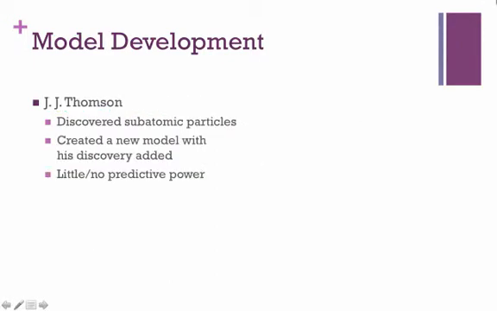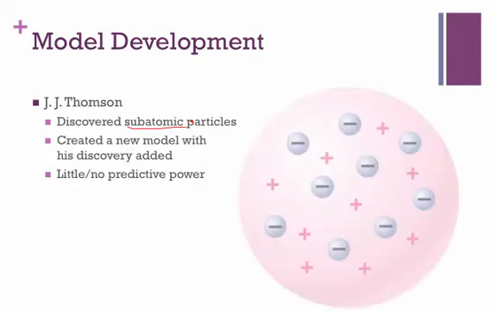The next step in model development came by a scientist named J.J. Thomson. He was the first scientist to discover subatomic particles, meaning atoms aren't made up of just atom, they're made up of smaller pieces still. He discovered specifically the electron, and he created a new model based on his discovery. Unfortunately, this new model, while a better picture of the atom, still had very little to no predictive power, little actual usable science going along with it.